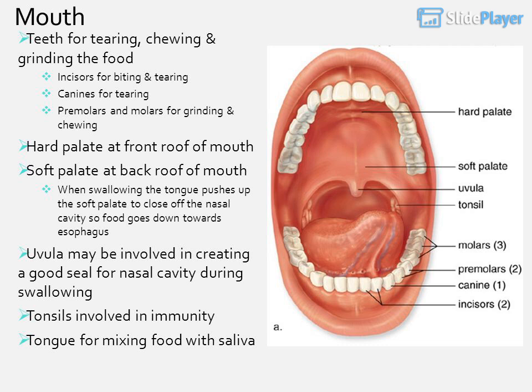When swallowing, the tongue pushes up the soft palate to close off the nasal cavity so food goes down towards the esophagus. Uvula may be involved in creating a good seal for the nasal cavity during swallowing. Tonsils are involved in immunity. Tongue for mixing food with saliva.